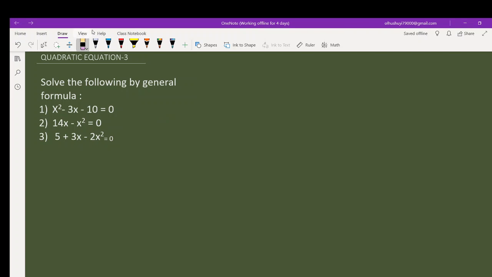Solving 1 and 2, what do we have? Question 1. Look at this. You have x squared minus 3x minus 10. There's a 1 here, that becomes your a. This is b. This is c. Isn't it?